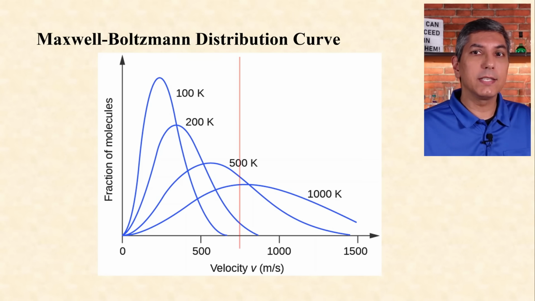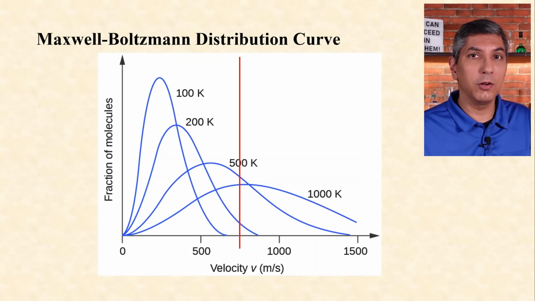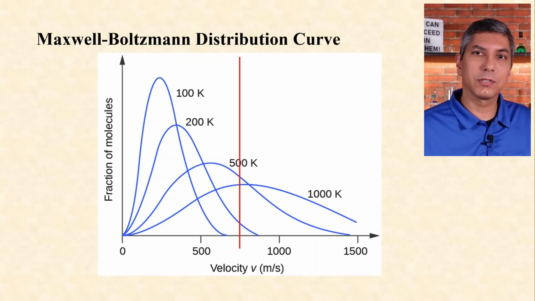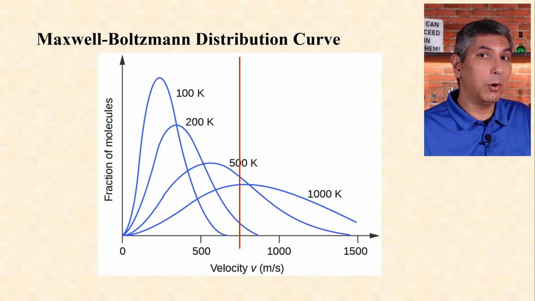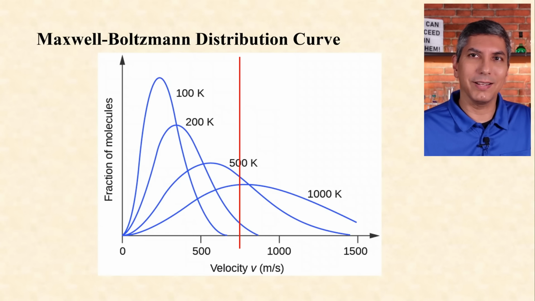As an example, let's say that the minimum velocity required for a successful collision in a certain reaction is 750 meters per second. You'll notice that none of the molecules at 100 kelvins will react, because none of those molecules have a velocity of 750 meters per second. At 200 kelvins, a very small fraction of the molecules will react. At 500 kelvins, we see even more molecules colliding with that velocity. And at 1000 kelvins, most of the molecules will get past the mark. So at higher temperatures, chemical reactions take place more quickly.